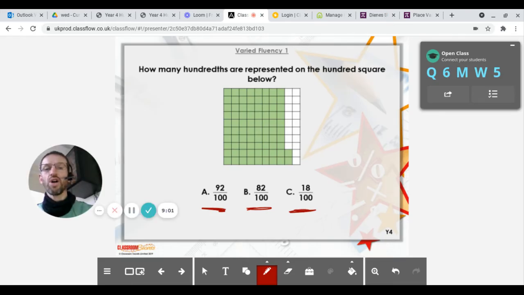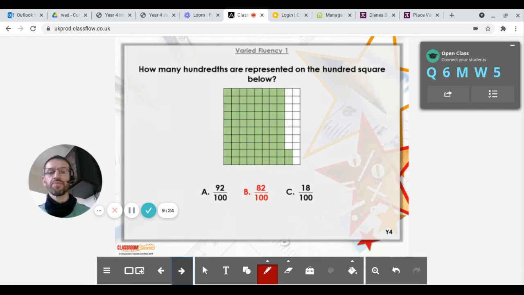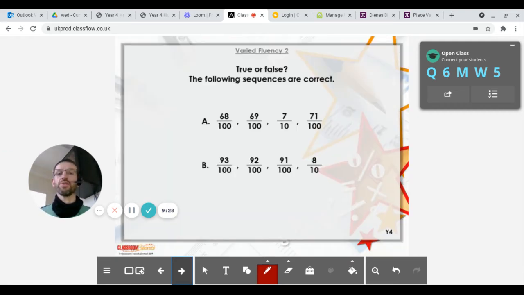Well, if I count the columns, we know that each of these is a 10. 10, count with me, 20, 30, 40, 50, 60, 70, 80. I've got 80 so far, and 1, 2. 82. So the correct answer, I think, is B, 82 hundredths. Yeah, and it is. They've got it in red as well. So that's how you work out those.